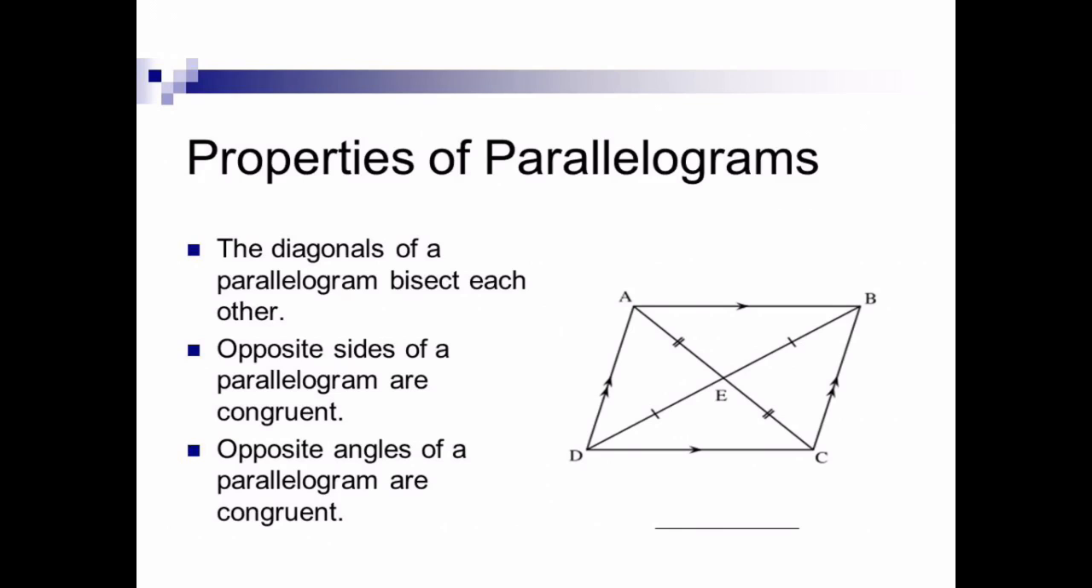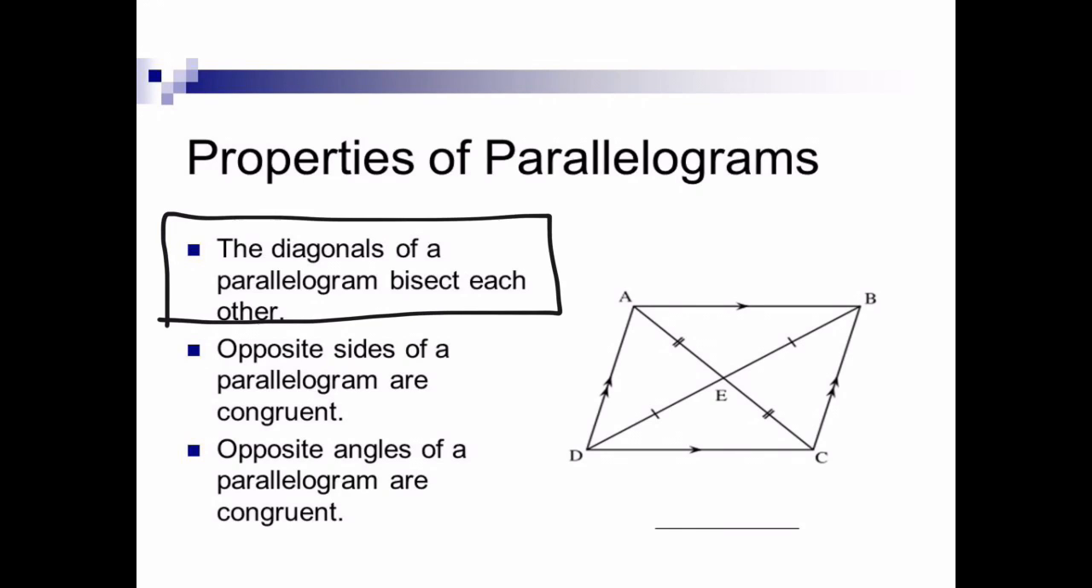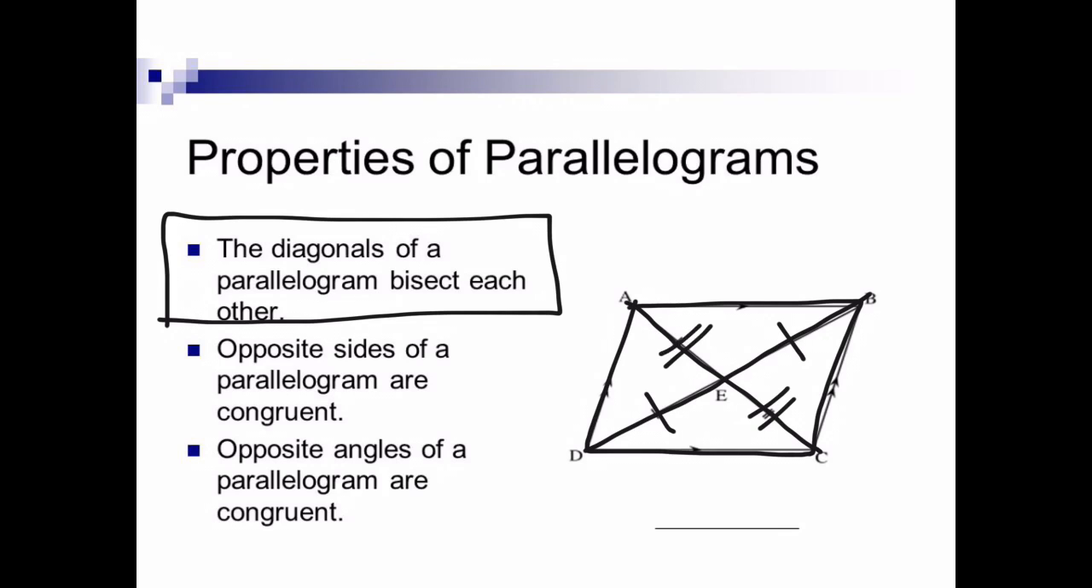Another property of parallelograms is that the diagonals of a parallelogram always bisect each other. So a diagonal doesn't go around the outside. Instead, it goes through the middle, and it kind of makes a diagonal line across this way. And in a parallelogram, the diagonals cut each other into two equal pieces.